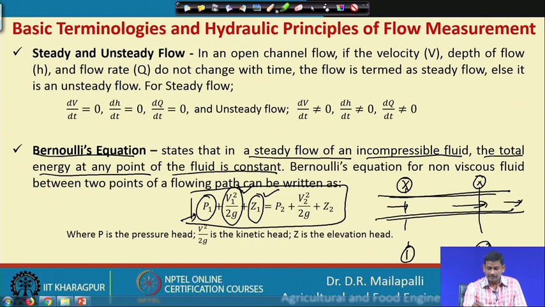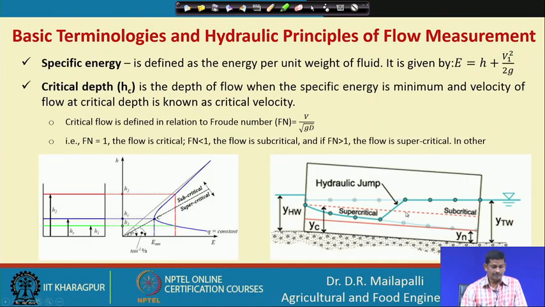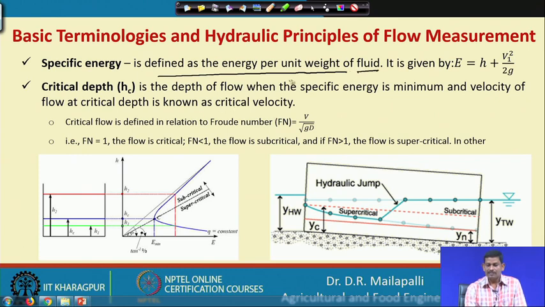The next is the specific energy. The specific energy is defined as energy per unit weight of fluid, whatever energy we have seen earlier in the previous slide. Since we are targeting the fluid, the energy due to elevation will not come into the picture. So, the specific energy is equal to h plus V square by 2g.